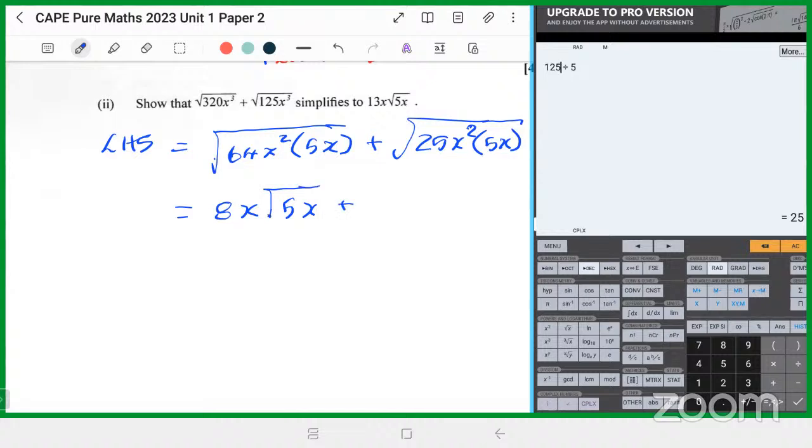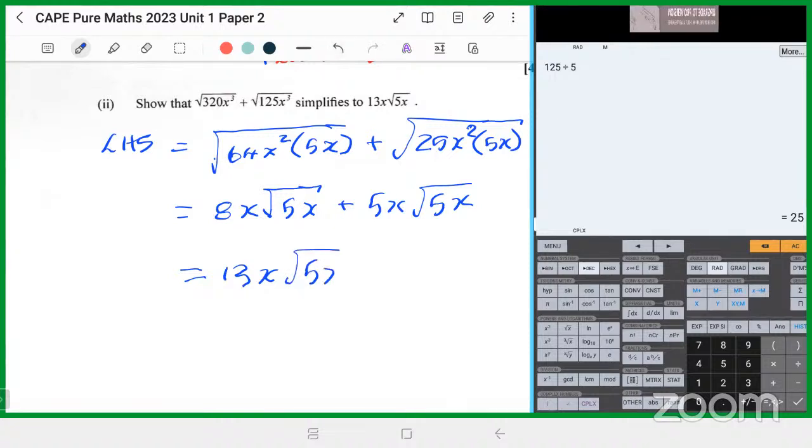Plus, this one now becomes 5x, and you have root 5x again. So 8x and 5x equals 13x, and each of them multiplied by root 5x. And therefore shown.